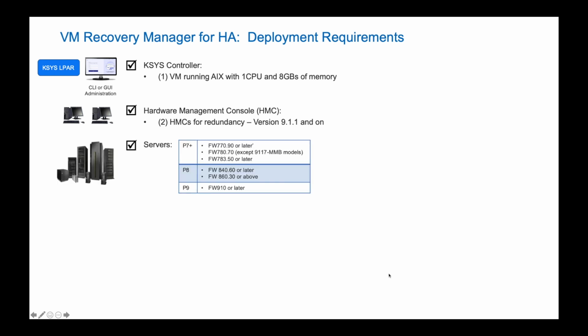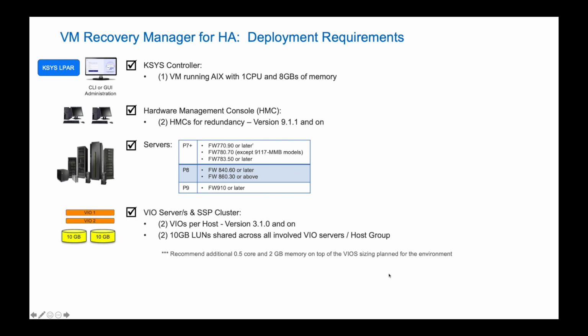And server-wise, you can intermix machines. In my particular environment, I've got a combination of Power8 and Power9, but you can go all the way back to Power7 machines going forward, and that's really based on the firmware requirements. So we've been asked a number of times, can I go with just plain vanilla Power7 machines? And no, you cannot, because we don't support the older levels of firmware before that.